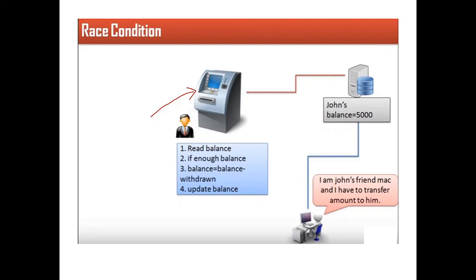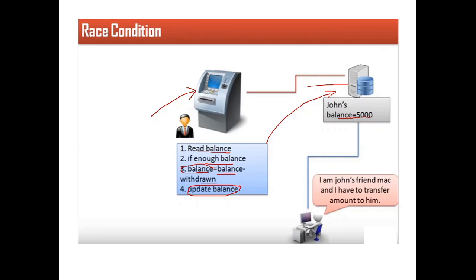So first of all, what happens in the ATM machine? First, the balance will be read. What is the current balance of John? The current balance will be read from the database, that is 5,000. Now if there is enough balance, then the balance minus withdrawn amount will be stored in the balance variable. So from the balance, the withdrawal amount will be deducted and the latest value will be stored in this balance, and later on it will get updated. The updated amount will be stored in the database.